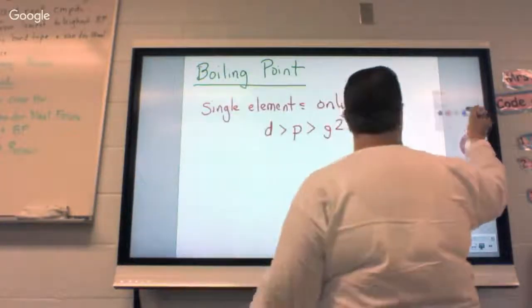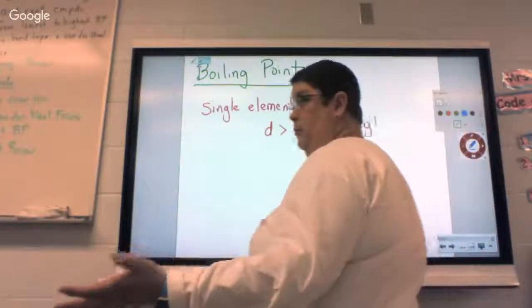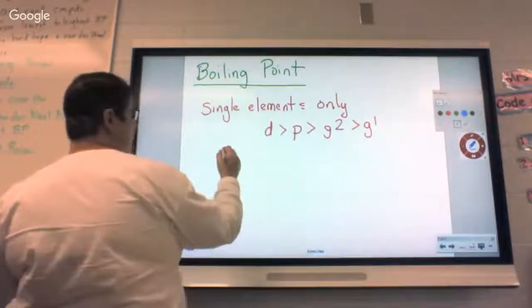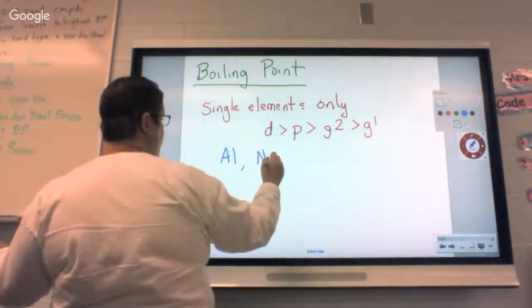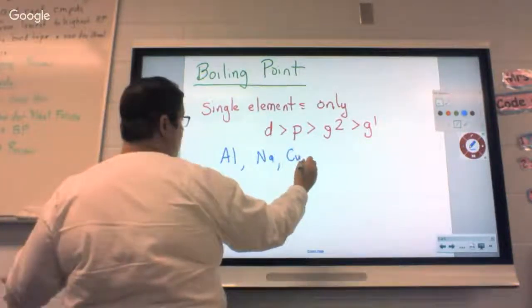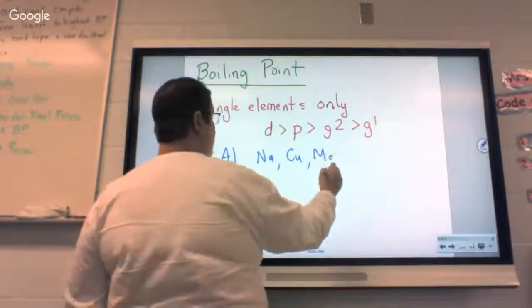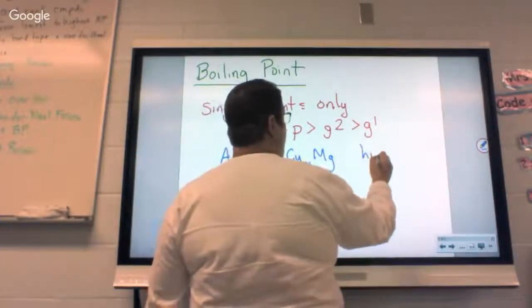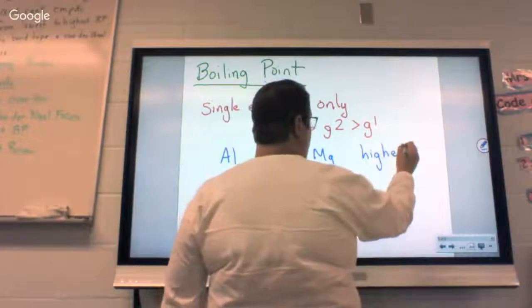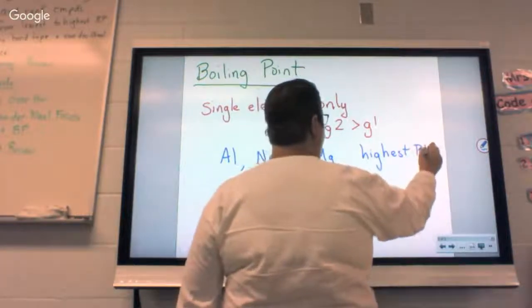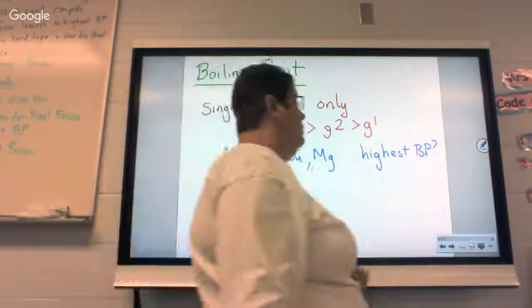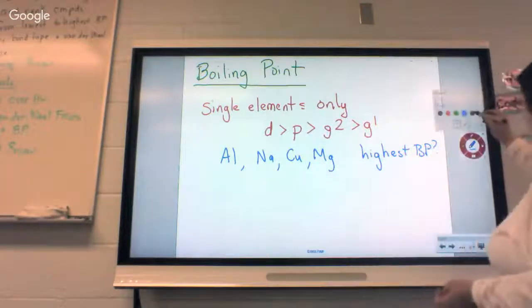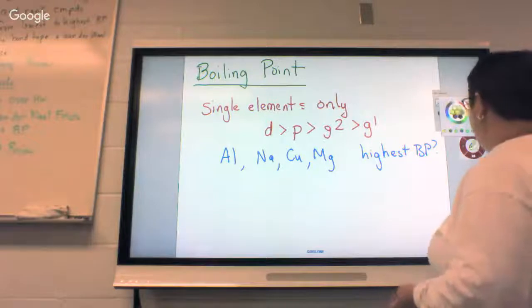So when we were doing this, when we studied the periodic table, if we had something like, let's just say we had aluminum, we had sodium, we had copper, we had magnesium, and I said who had the highest boiling point, you guys would have said when we did this, who had the highest boiling point back then.